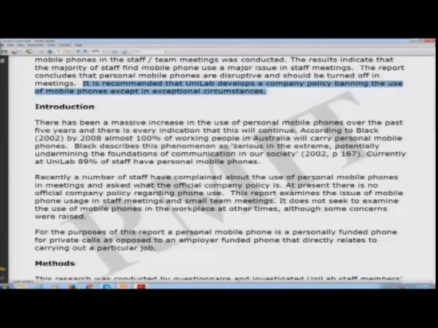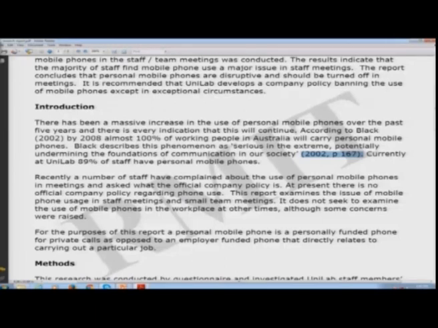There has been a massive increase in the use of personal mobile phones over the past 5 years, and there is every indication that this will continue. According to Black 2002, by 2008 almost 100% of working people in Australia will carry personal mobile phones. Black describes this phenomena as serious in the extreme, potentially undermining the foundations of communication in our society, 2002, page 167. So, citation styles. Currently, at Unilab, 89% of staff have personal mobile phones.